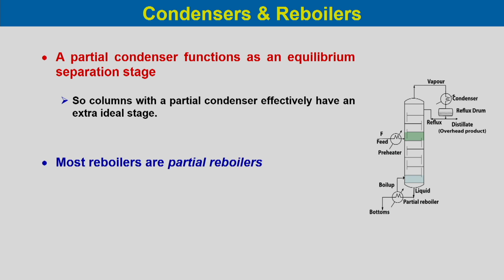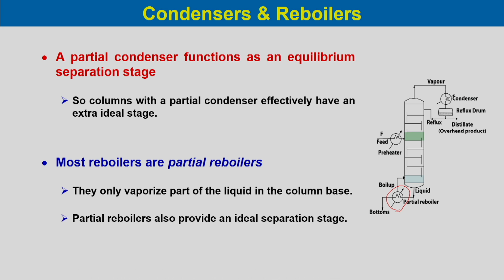Now, regarding reboilers, most reboilers are generally partial reboilers. They only vaporize part of the liquid in the column base. So, part of the liquid is vaporized and returned to the column, and the liquid is taken as a bottom product. Partial reboilers also provide an ideal separation stage. In the reboiler also there is intimate contact between the vapor phase and the liquid phase. So, this is also considered to be one equilibrium stage or ideal stage.